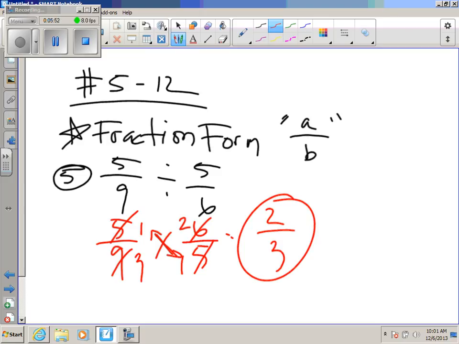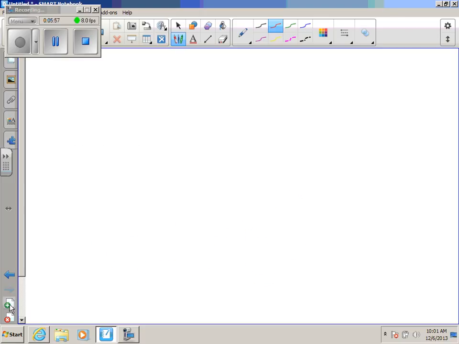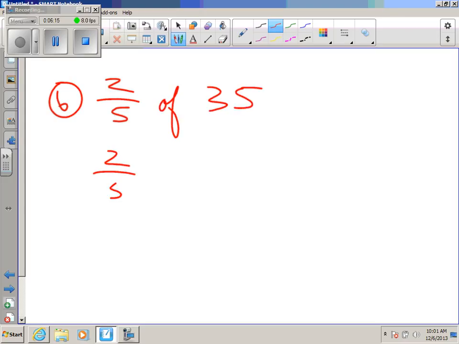It's the same thing, but I'm not even going to bother confusing everybody. Let's just do it the way we're supposed to. Then people will struggle with which one goes on top and which one goes on the bottom. 2/5 of 35: we said yesterday that "of" means times. So how am I going to put this into fraction form? 35 over 1. Anytime I have a whole number, I make it into a fraction by putting a 1 underneath it. Am I flipping? No, because I'm not dividing.